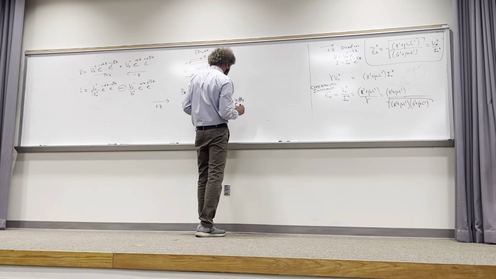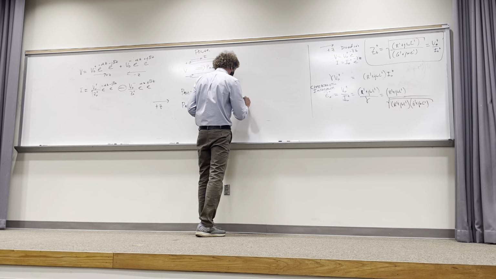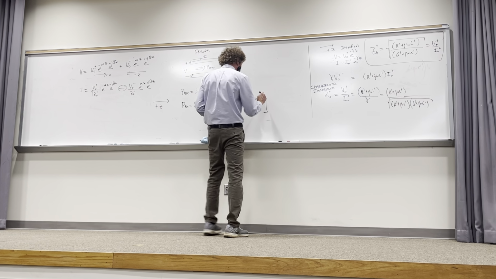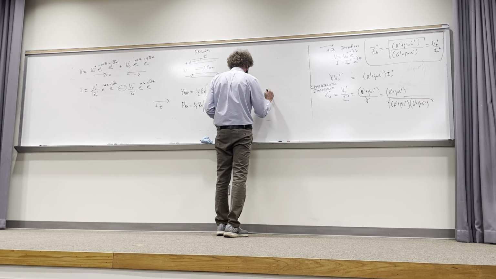So that's like I naught, and it would be e to the minus gamma z, e to the minus j beta z. That would be what the current would be right there, but I didn't conjugate it yet, so I'm going to show you what happens when I conjugate it.